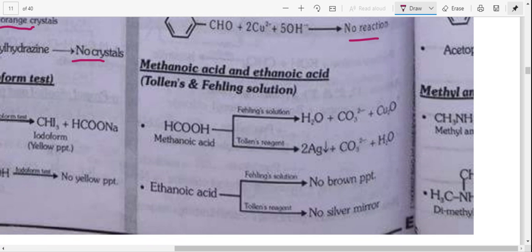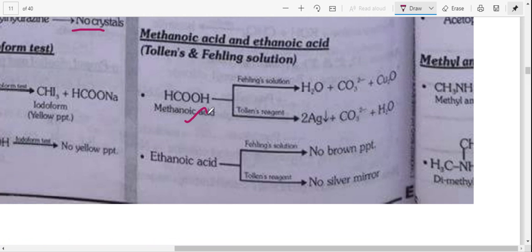Methanoic acid and ethanoic acid by Tollens and Fehling solution. Methanoic acid is formic acid HCOOH, whereas ethanoic acid is CH3COOH. When formic acid, that is methanoic acid, is reacted with Fehling solution, it gives a reddish precipitate, while with Tollens reagent it gives a silver mirror, that is Ag precipitate. And for ethanoic acid there is no brown precipitate with Fehling solution and no silver mirror with Tollens reagent.